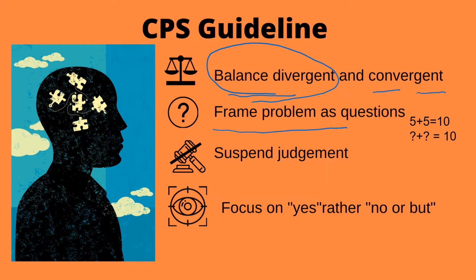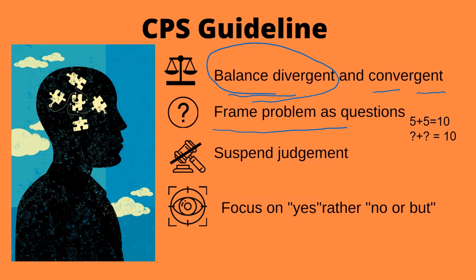Second is to frame the problem as open-ended questions with multiple possibilities. Each of these open-ended questions will generate further ideas. For example, the first question will only have one right answer: 5 plus 5 equals what? The second question should have multiple possibilities: what are the two numbers that add up to 10? So the answer could be the same, which is 10, but the question is framed differently to unlock a range of possible solutions.